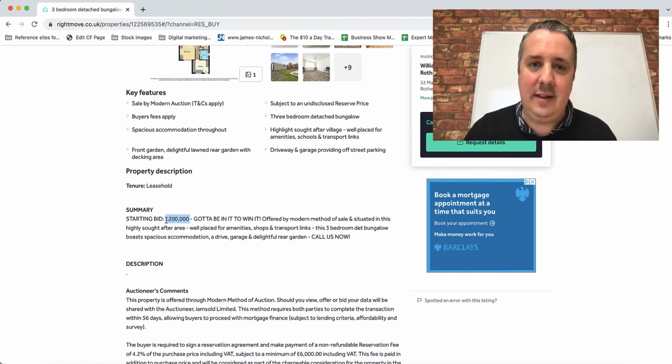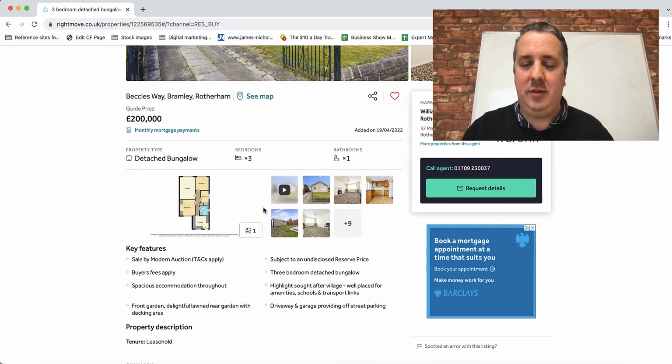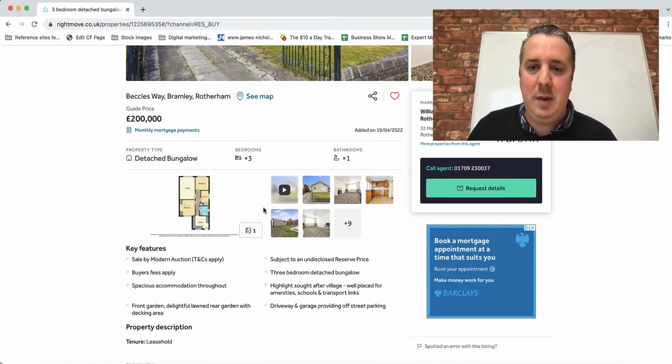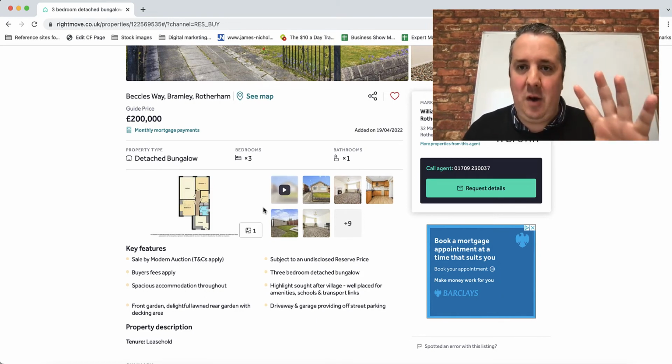So you could easily get this to close to £220,000. Now, I'm not saying you can't get good deals with modern auctions, but I'm just trying to make you aware of what actually happens when this happens. So normally, most modern auctions, this one's a bit of a more pricey property, but if it's a cheaper property, they'll say a minimum of 5%.